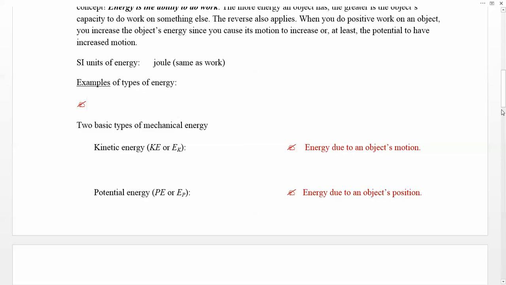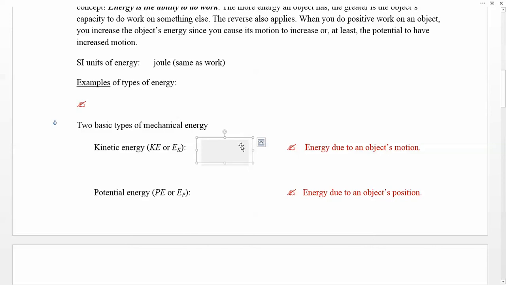Okay, well, let's go on to the 2 basic types of mechanical energy. First, there's kinetic energy, symbolized by Ke, or I think our text does E sub K. And then there's potential energy, Pe or E sub P. Kinetic energy is just as its descriptive name says, energy due to an object's motion. And potential energy is energy due to an object's position, because it has potential to increase motion by virtue of where it happens to be.